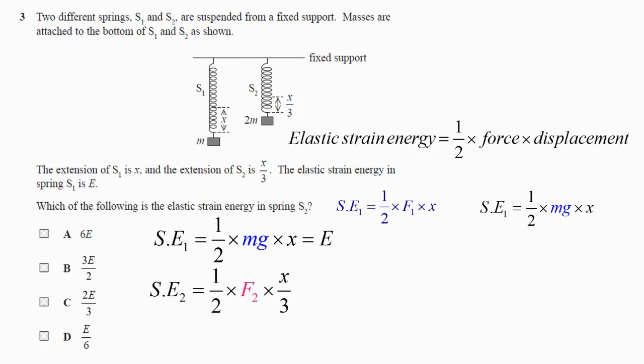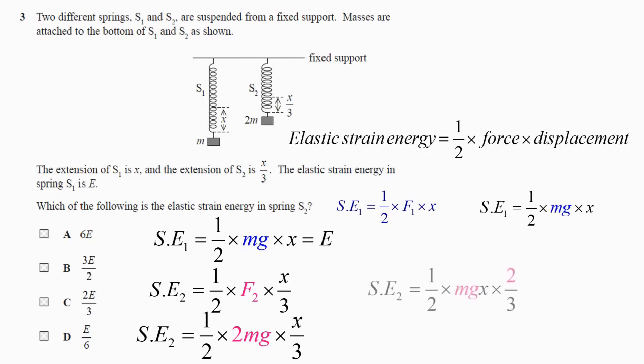Then we can find out the elastic energy stored in the second spring, that is half into F2 into x by 3. Why is that? Here the force applied is F2 and the displacement corresponding to F2 is x by 3. Now we can substitute for F2: the force is the weight of 2m. That is, a mass of 2m is attached to the spring, and this 2m mass elongated the spring. So the strain energy stored in the second spring is half into 2mg into x by 3.